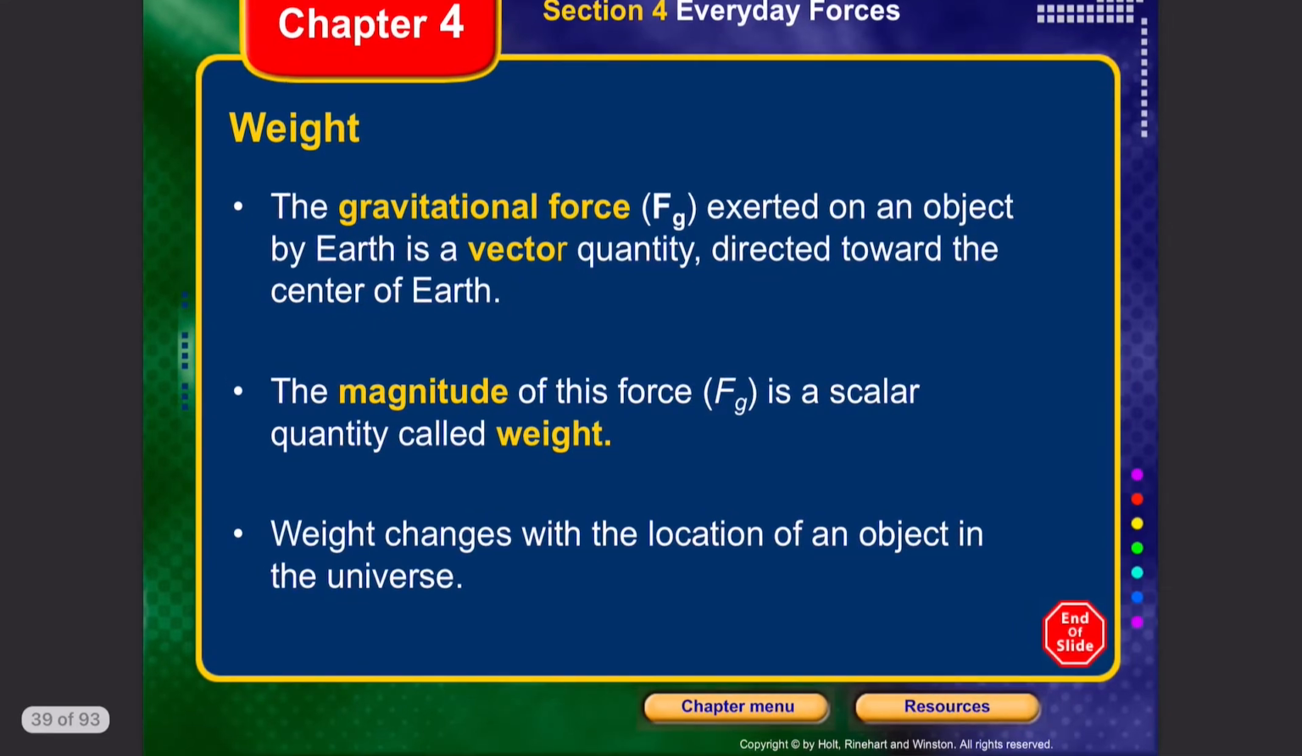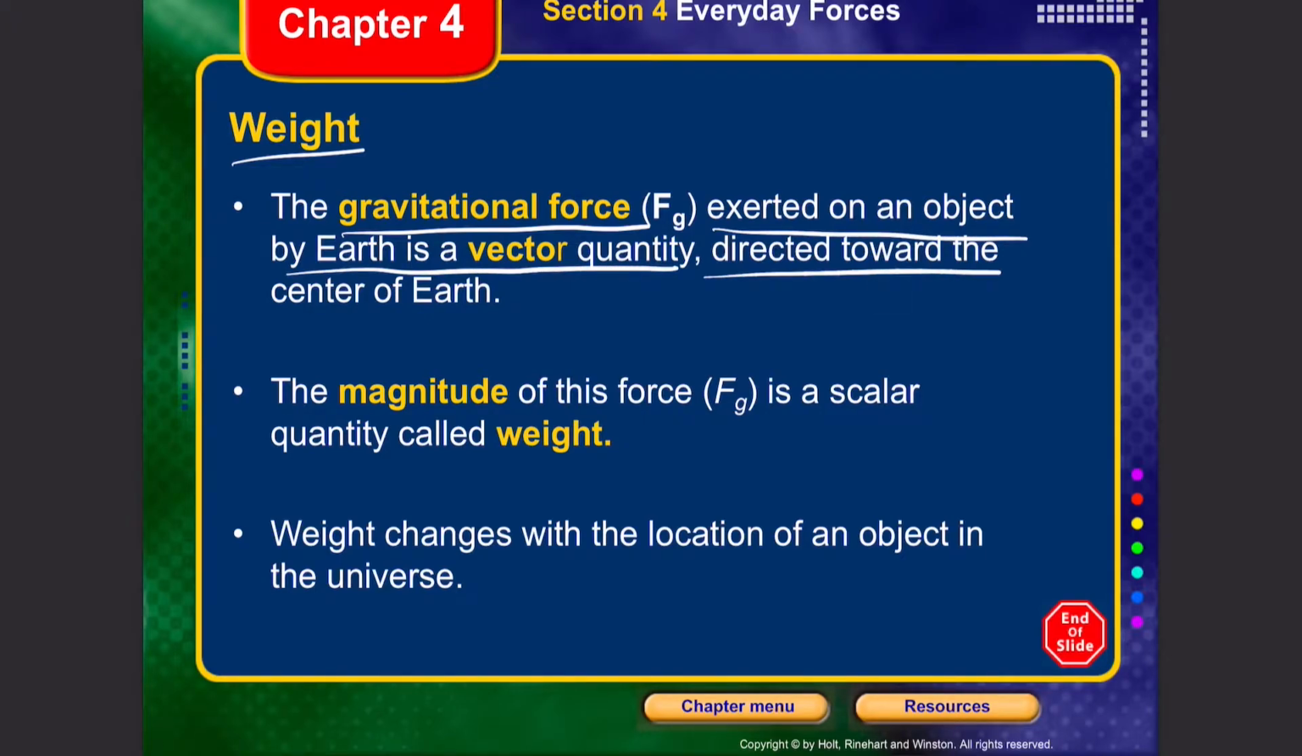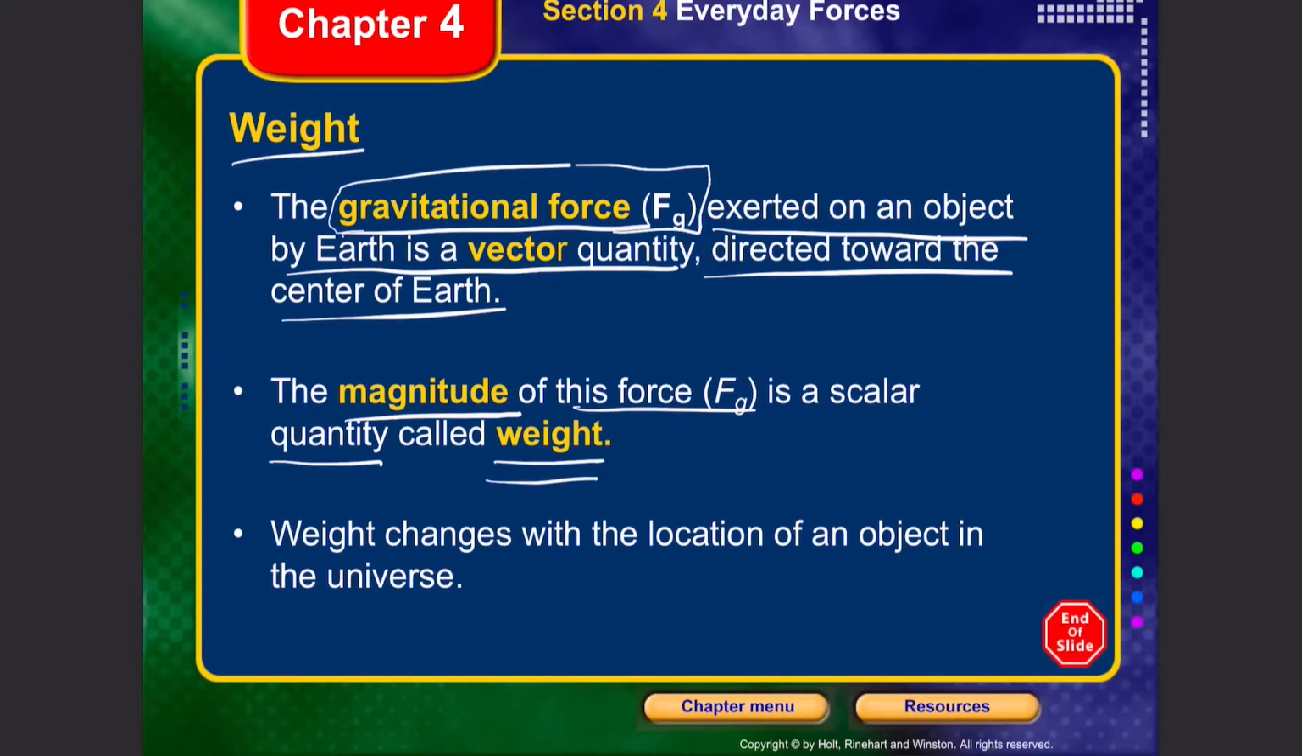So let's start with weight. The gravitational force exerted on an object by Earth is a vector quantity, and it's always directed towards the center of the Earth. The magnitude of this force, a scalar quantity, is generally called weight. Remember that the gravitational force is a vector, but weight itself is a scalar. Weight generally changes with the location of an object in the universe.